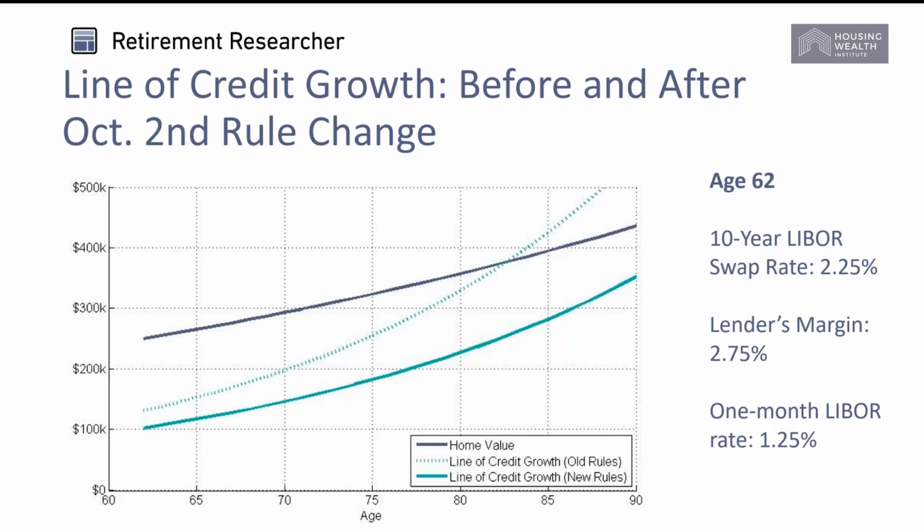Now that's the line of credit growth, but that's also loan balance growth. If you're refinancing a traditional mortgage, it means your loan balance is also going to grow more slowly. And that's being driven primarily because the ongoing mortgage insurance premium is lower than it used to be. It's now 0.5% instead of 1.25%.